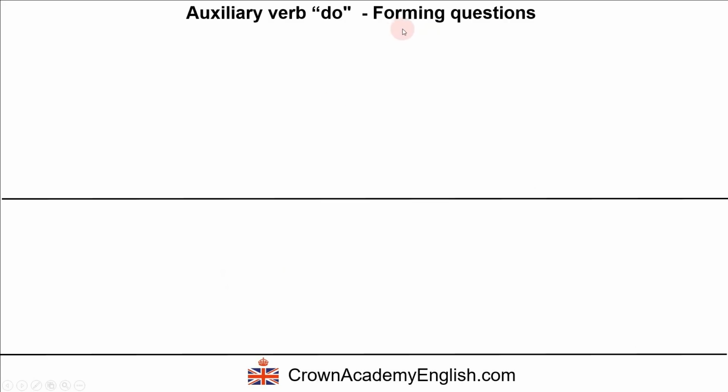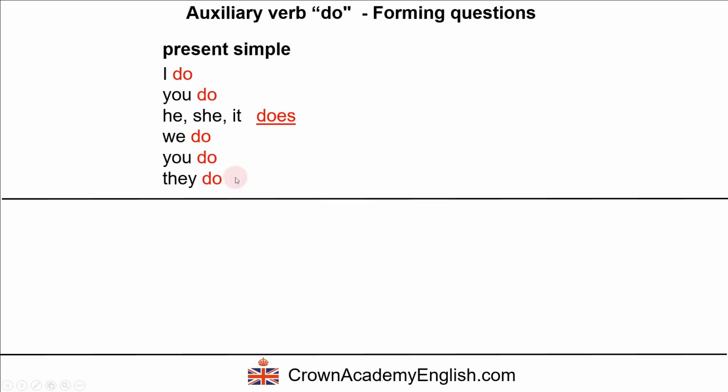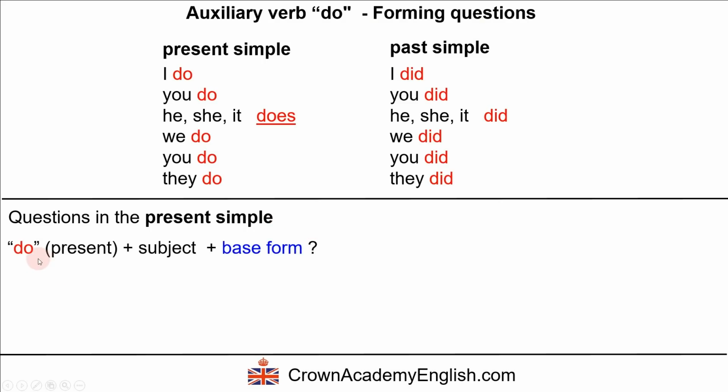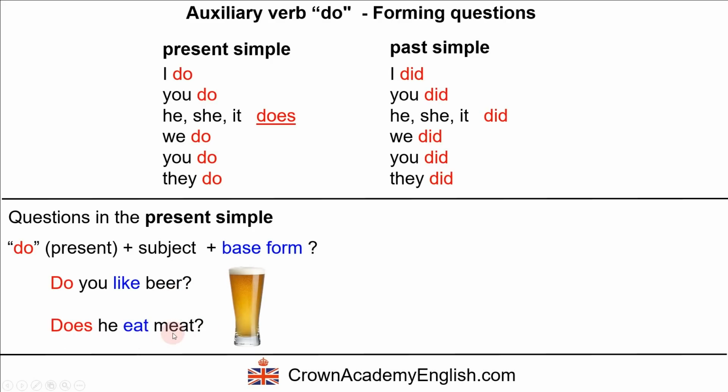Auxiliary verb do forming questions. Again, this is the form of the verb do. I have already explained this. Let's now form some questions. Questions in the present simple tense. We use the verb do and the order changes. Do is first in the question. So we have the present form of do, then the subject, and then the base form of the main verb. When we write it, we write a question mark at the end. Do you like beer? Does he eat meat?